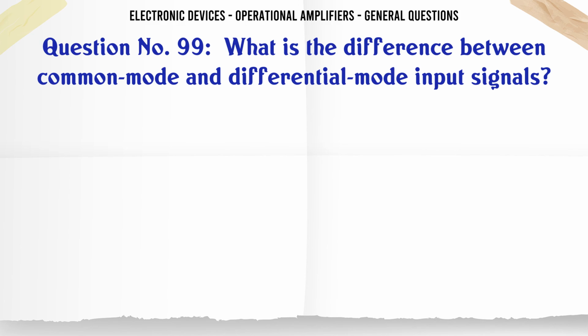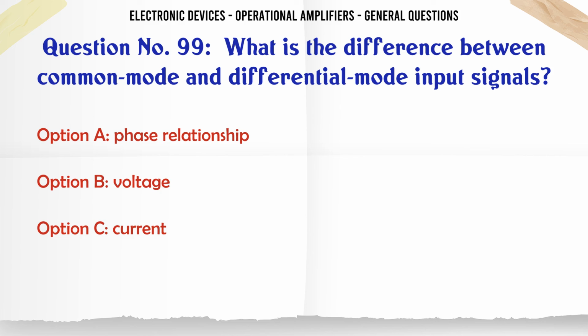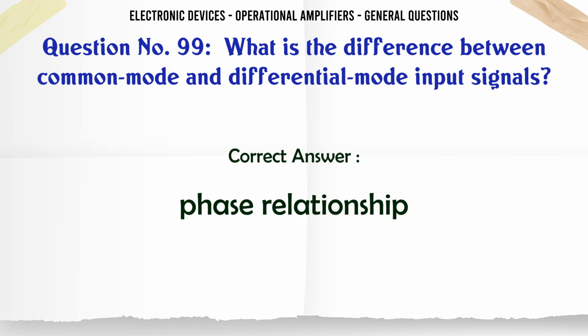What is the difference between common mode and differential mode input signals? A. Phase relationship, B. Voltage, C. Current, D. Apparent power. The correct answer is phase relationship.